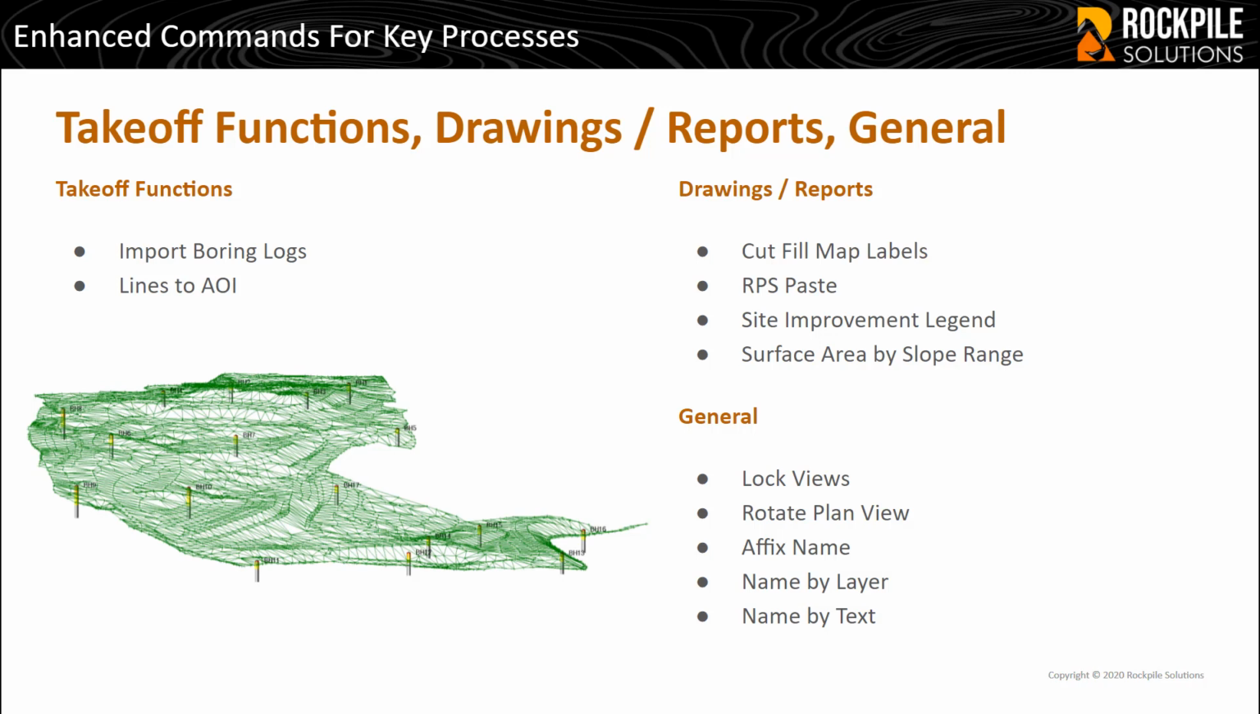RPS paste allows us to copy and paste information from the Windows clipboard. That can include text, Excel spreadsheet information.